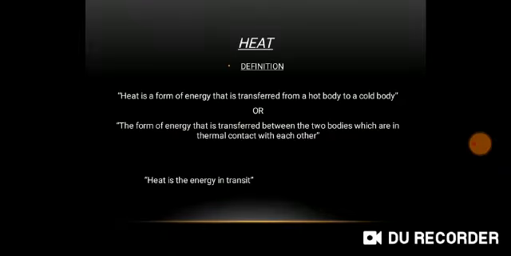Okay, let's start with the definition. What is heat? How can we define heat? Heat is a form of energy that is transferred from a hot body to a cold body. You are aware of different forms of energy around you, like thermal energy, solar energy, electrical energy, nuclear energy. So heat is also a form of energy which always flows from hot body to a cold body.